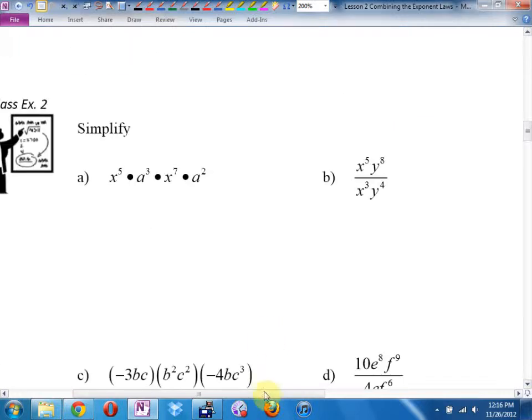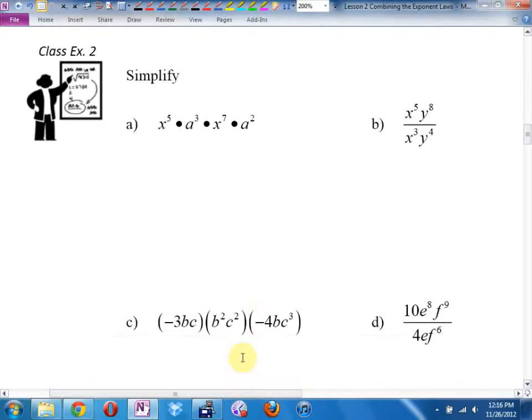Hey, what if you got more than one letter? Go alphabetically, one at a time. So example 2 says simplify. Are there any powers to powers? Any powers outside brackets? No? Then let's do the A's first. A to the what? X to the what?